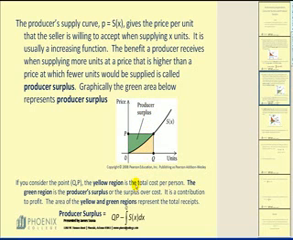If you consider the point Q, P, the yellow region is the total cost per person. The green region is the producer surplus, or the surplus over cost. It is a contribution to profit. The area of the yellow and green regions represents the total receipts. So in order to find the area of this green region, we have to take the area of the entire rectangle, Q times P, and subtract out the area under the curve in yellow.